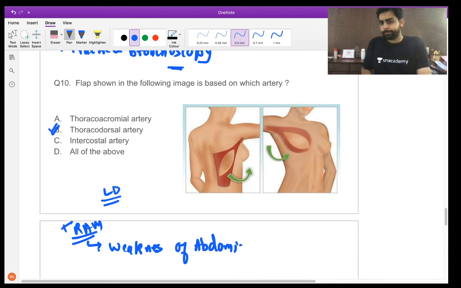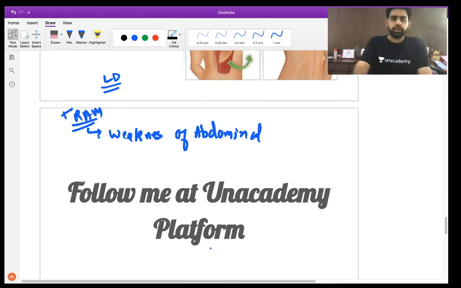If you use a TRAM flap, that is transversus rectus abdominis muscle, it can be based on the inferior or superior epigastric artery, both. If it is based on the inferior epigastric artery, it is a type of free flap. If it is based on the superior epigastric artery, it is a rotation flap. Okay, that's fine. And abdominal hernia, why? Because patients land up with weakness of the abdominal wall and may land up with a hernia, right?